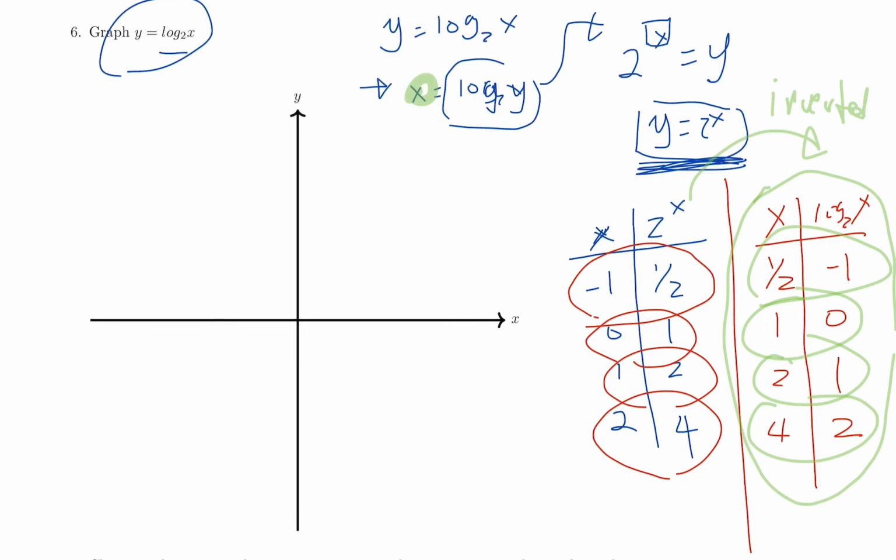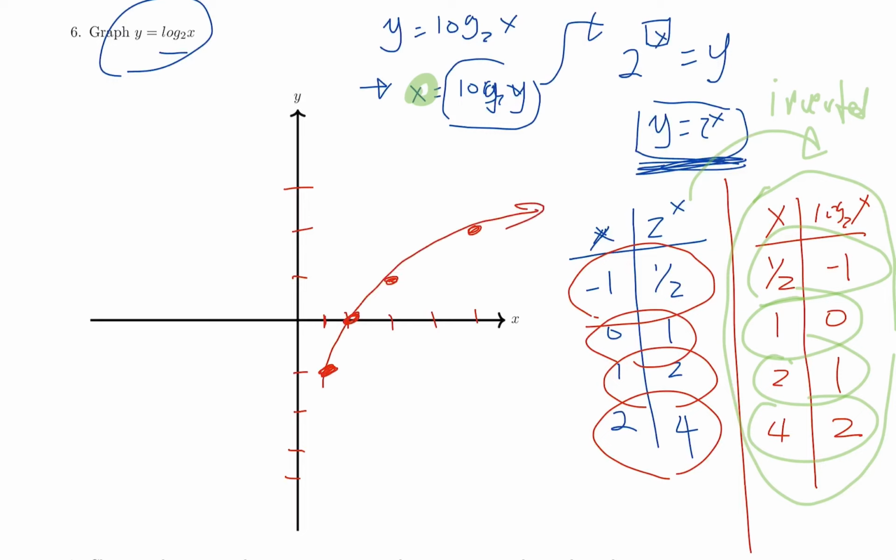So half, let me mark it here. When it's half, it's -1. When it's 1, it's 0. When it's 2, it's 1. When it's 4, it is 2. So we'll go like this.